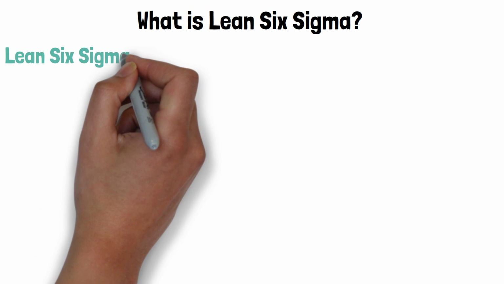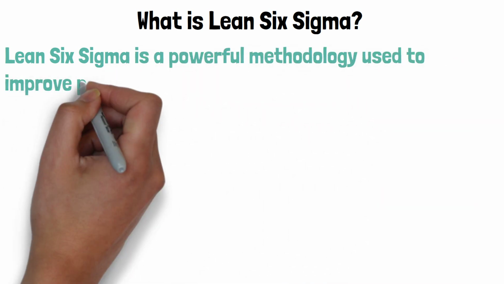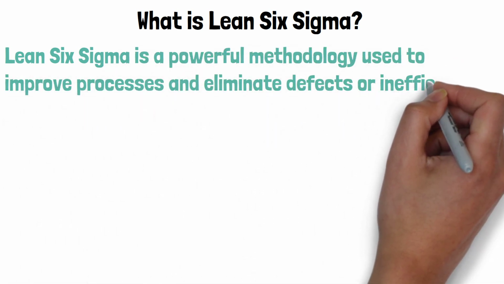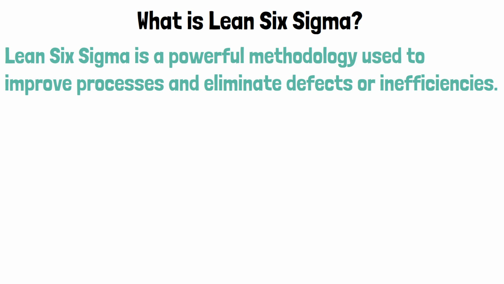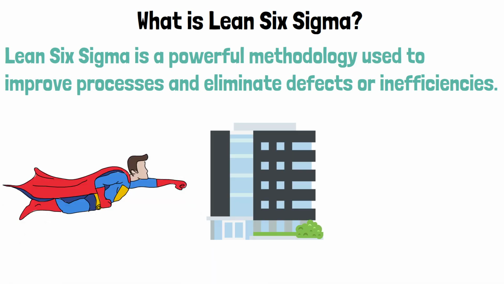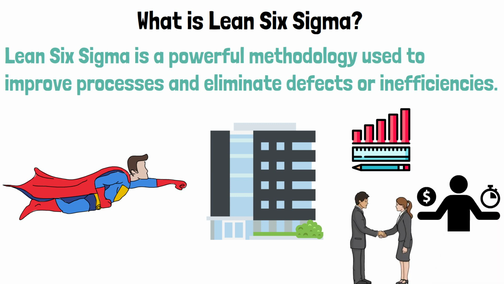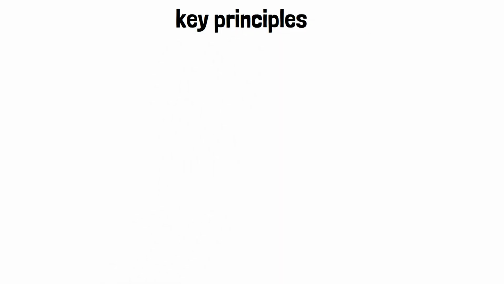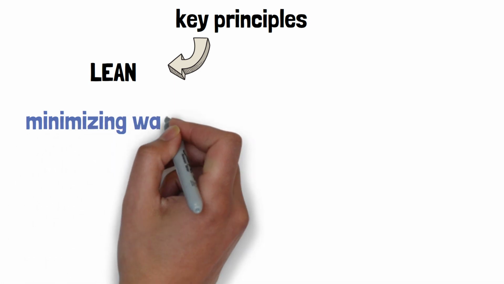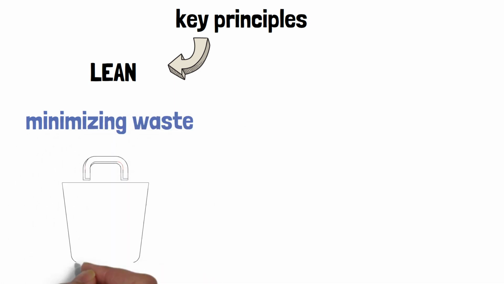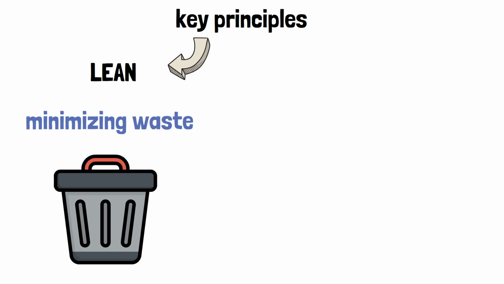Lean Six Sigma is a powerful methodology used to improve processes and eliminate defects or inefficiencies. It's like a superhero for businesses, making them more efficient, cost-effective, and customer-focused. Now, let's break it down into its key principles. First, we have Lean. This is all about minimizing waste. Think of it as decluttering your processes. Remove anything that doesn't add value.